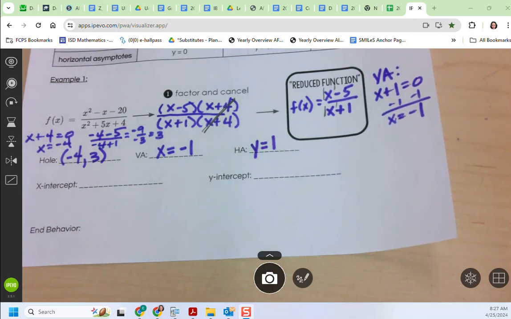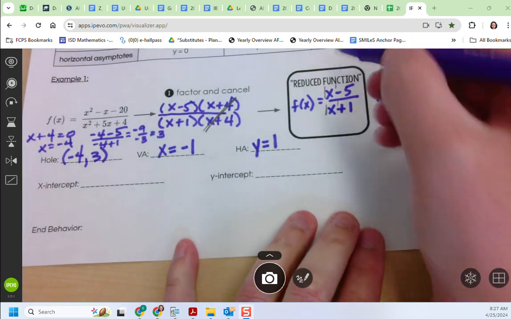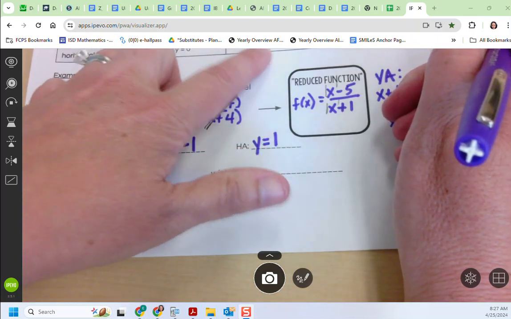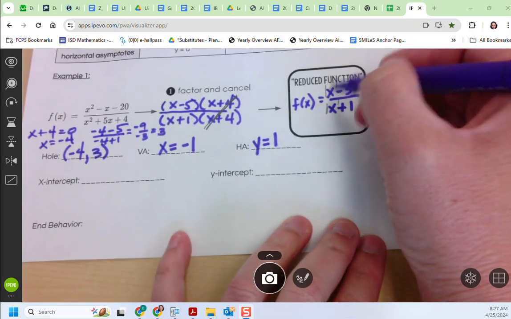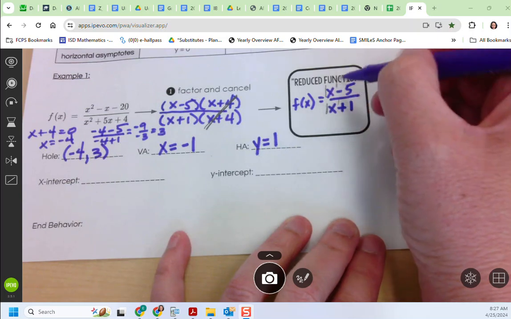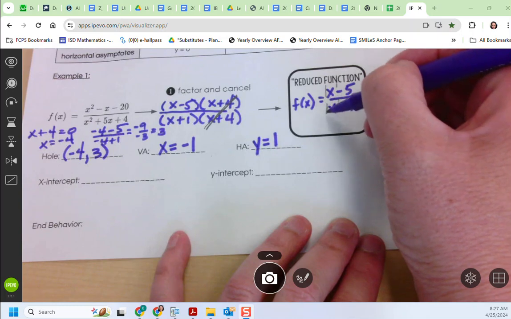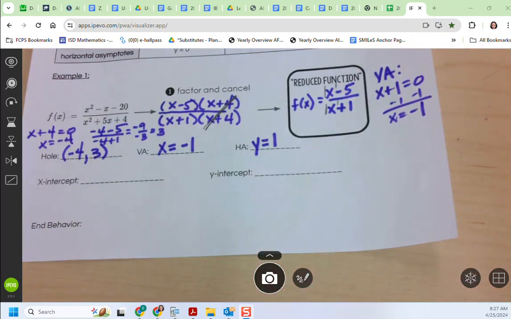The horizontal asymptote is one of the trickier parts because it's different depending on the exponents of your numerator and denominator. But when they both have the same exponent, x to the 1, x to the 1, you take the coefficients of your leading terms. And there was no number here, so I know that's 1x. So it's 1 over 1. We put in the exponents of 1 and we put in the coefficients of 1 to determine the horizontal asymptote at y equals 1.